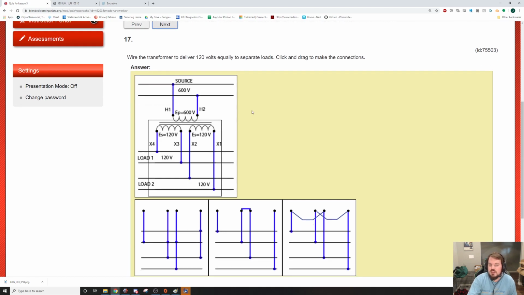Okay, so the same concept applies in single phase. These two coils are wired in parallel because they're not connected to each other. So this is going to provide 120 volts to load 1. This one's going to provide 120 volts to load 2. If you had connected them together right here, you would get 240 volts.